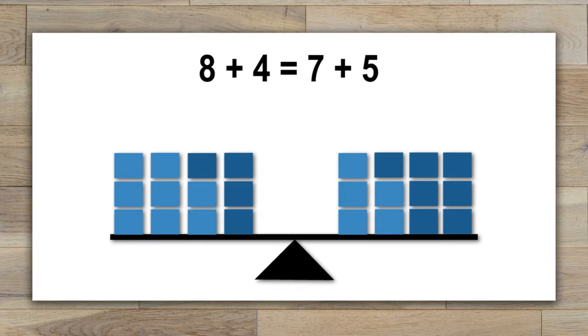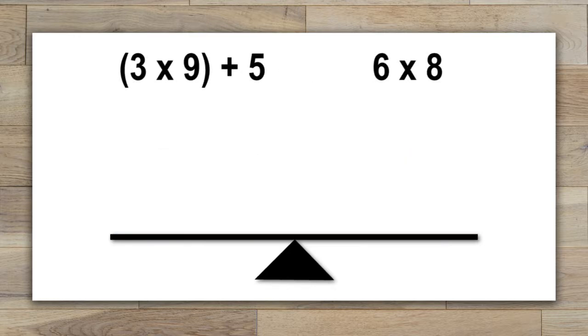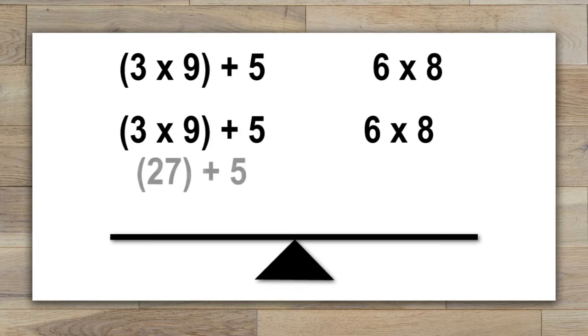Let's look at another pair of expressions. 3 times 9 in parentheses plus 5, and 6 times 8. 3 times 9 is 27, and 27 plus 5 is 32. The left side is 32. 6 times 8 is 48. The right side is 48.